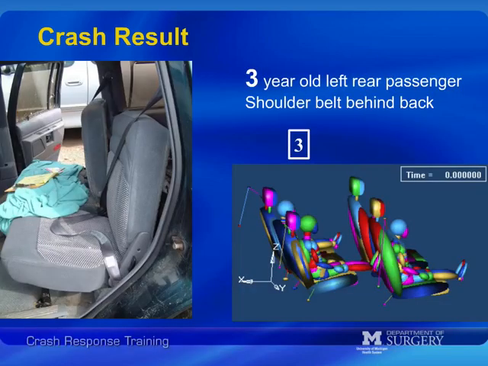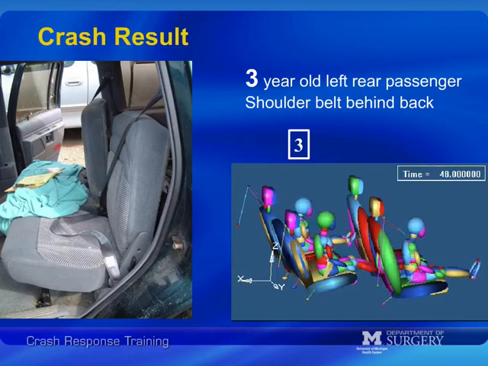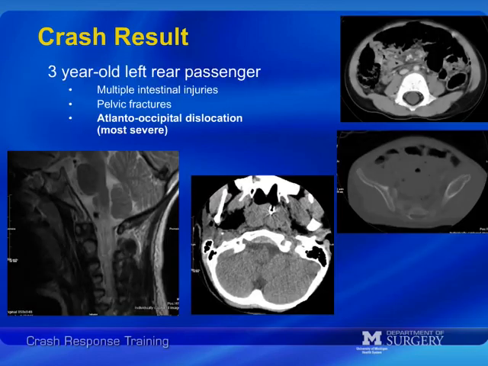So guess what happened to the 3-year-old left rear seat passenger? Like his older brother, he kept the shoulder belt behind his back. He was also slouched down with the lap belt a bit looser. And this child also sustained multiple intestinal injuries as well as pelvic fractures. He had the same atlanto-occipital dislocation, although the most severe of the three, which is evidenced by the bleeding seen on the MRI on the left and the CT scan middle bottom image.